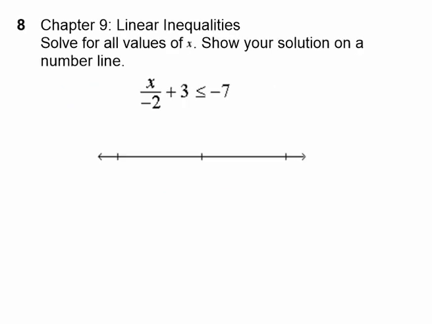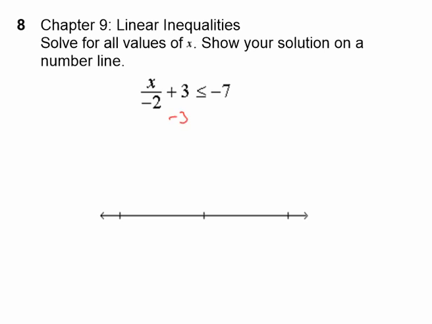And your last question, which might not be in any of the other ones because it's not a foundational outcome, comes from Chapter 9 on linear inequalities. Solve for all values of x. The difference between linear inequalities and equalities is that x will have infinite values in these particular questions. So if I isolate like I would normally do, the first thing I would do is subtract 3 from both sides. That gives me x divided by negative 2 is less than or equal to negative 10, and I will multiply both sides by negative 2.